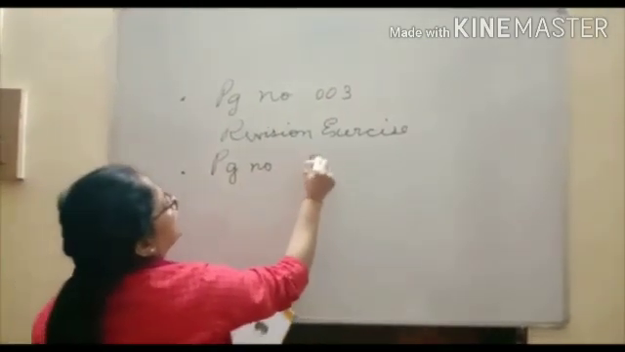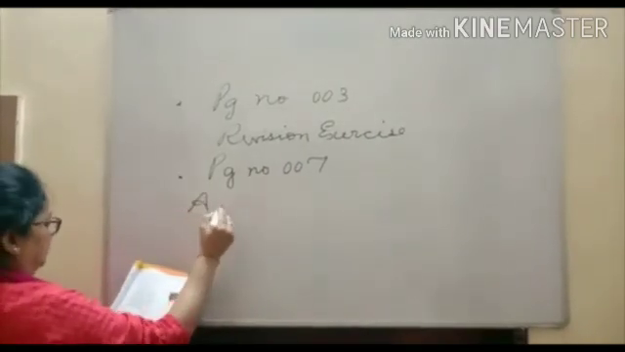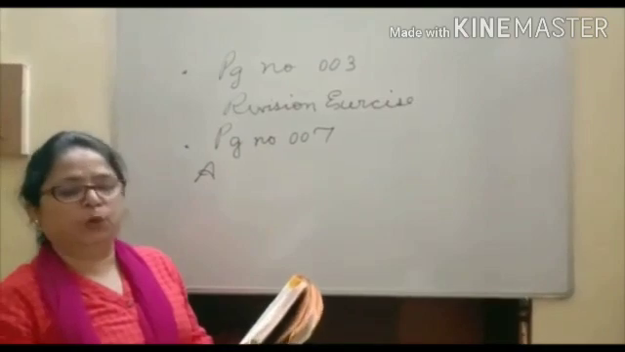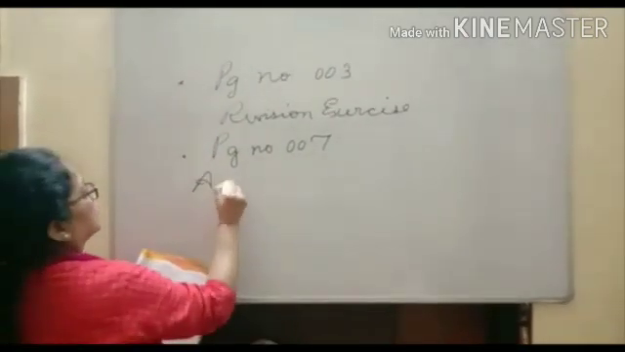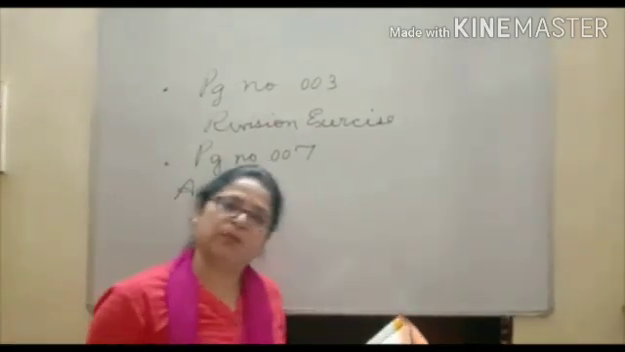The second assignment you can do, that is from page number 7. Number A, underline the subject and circle the predicate in the following sentences from number 1 to 5. This you are going to do in your English language copy.